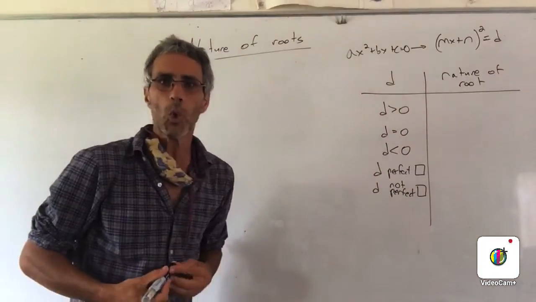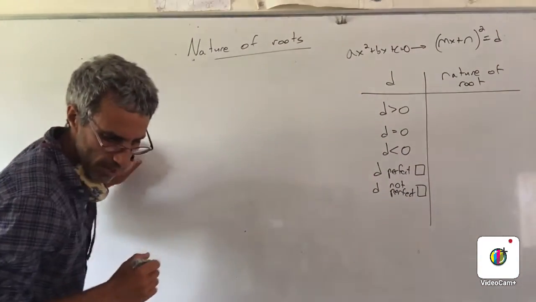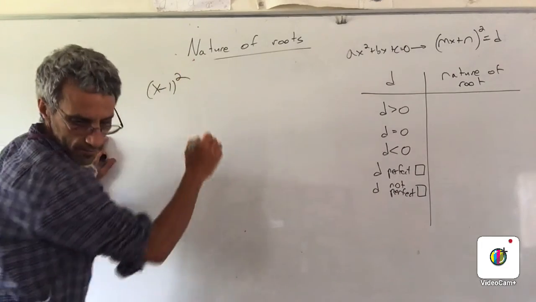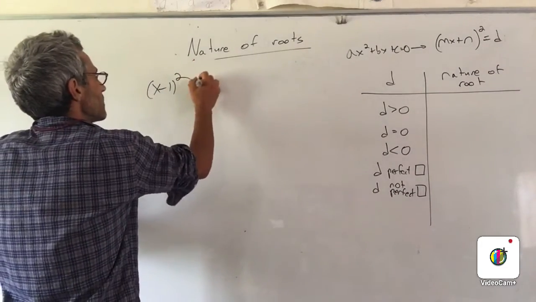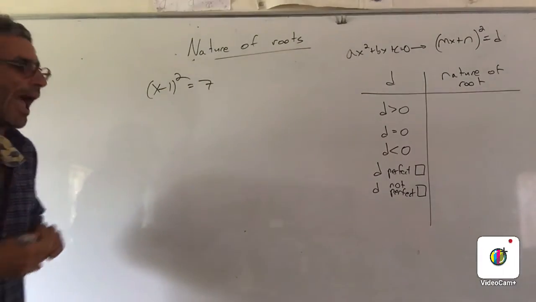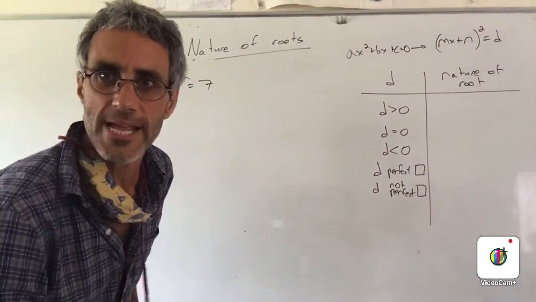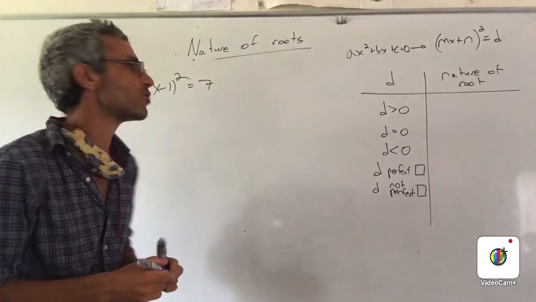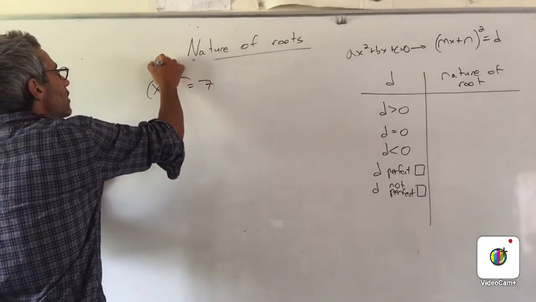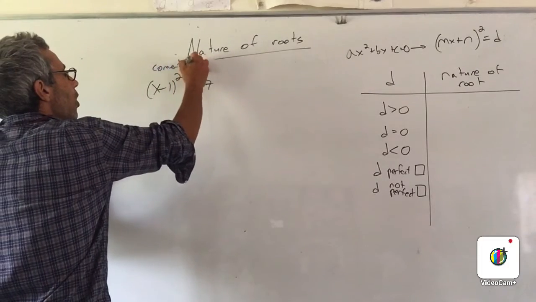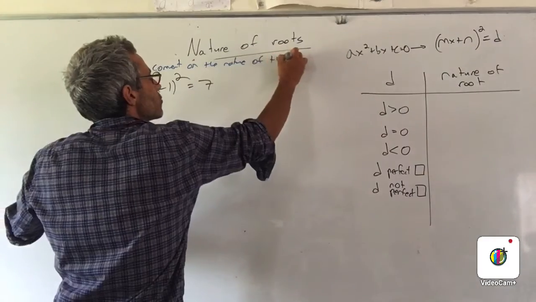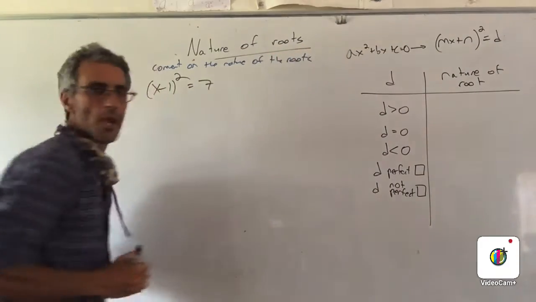So the question is, and I'll just show you by putting in an example. x minus 1 squared equals 7. Let's say something like that. And the question will be, again, if they ask you to solve it, then you know how to solve it. You use the formula, you factorize, whatever you want to do. But what they will ask you is to comment on the nature of the roots of this equation.